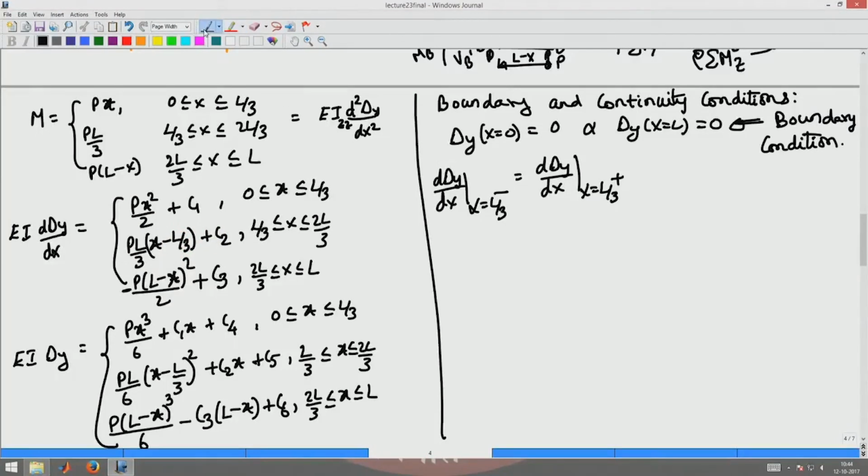Now similarly I need d delta y by dx at x equal to 2L by 3 minus to be equal to d delta y by dx at x equal to 2L by 3 plus. At 2L by 3 minus I have to use this equation, and at 2L by 3 plus I have to use this equation to get the restriction due to this.